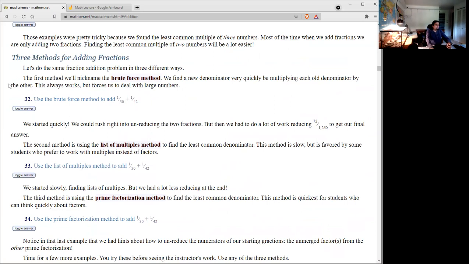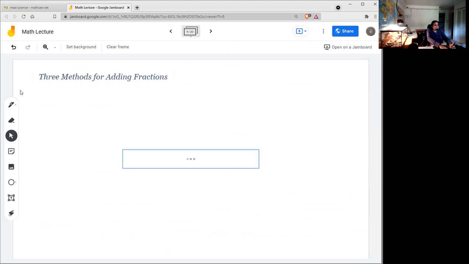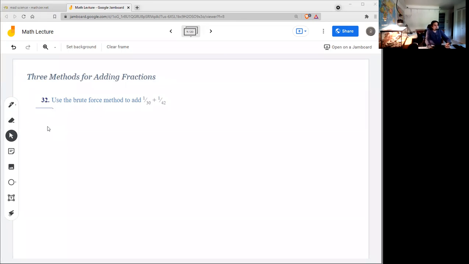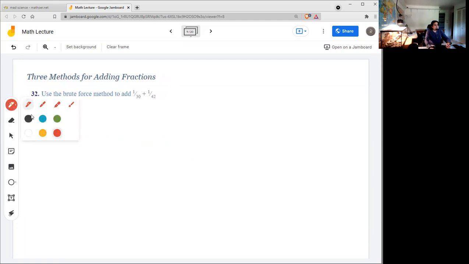The brute force method is what we just talked about. We're just going to multiply each denominator by the other. That's fine, it works great. It starts out very fast, but it also slows down. So I will say, we'll do 1/30.